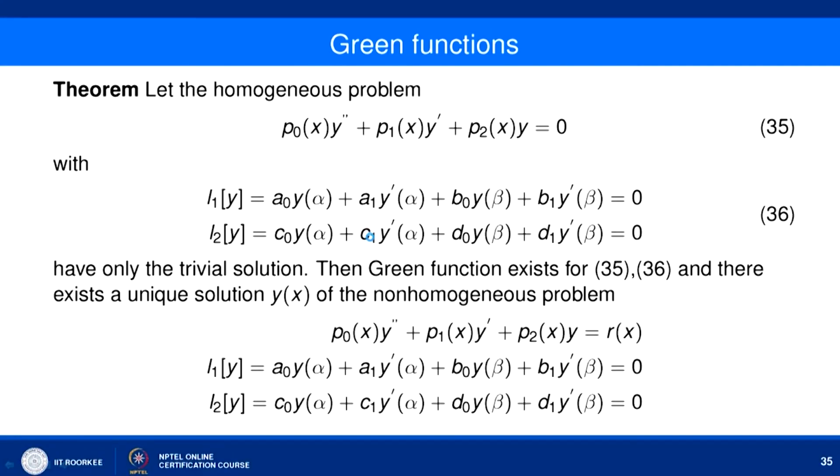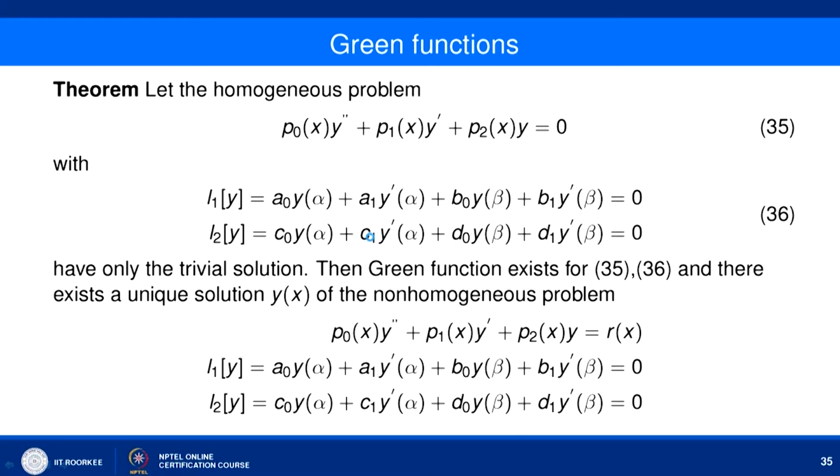The first theorem: the homogeneous problem, that is P naught x y double dash plus P 1 x y dash plus P 2 x y equal to 0, along with the two boundary conditions L 1 y, that is A naught y alpha plus A 1 y dash alpha plus B naught y beta plus B 1 y dash beta is equal to 0. So, here we have a homogeneous equation with two sets of boundary conditions, and here we are assuming that L 1 and L 2 are not linearly dependent boundary conditions.